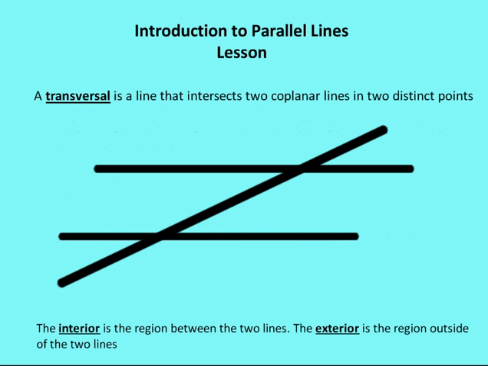All right, so let's talk about transversals and parallel lines. The transversal is a line that intersects 2 coplanar lines in 2 distinct points. So we have here 2 parallel lines, not that one that was just drawn, but 2 parallel lines here and here. And then we have our transversal, which intersects the 2 parallel lines at 2 distinct points. The interior region is the region that's in between the 2 lines that are intersected by the transversal. And the exterior is the region outside of those 2 lines.